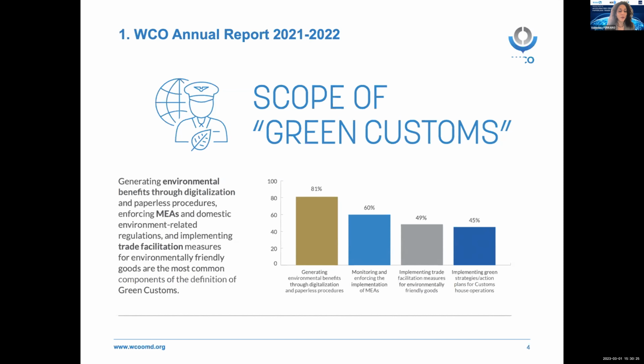The second area where customs see their role in the field of the green transition is monitoring and enforcing the implementation of the several multilateral environment agreements. Then we also have implementing trade facilitation measures for environmentally friendly goods and overall implementing green strategies for customs house operation. We also have other qualitative answers that were provided. They relate to the modernization of border processes through innovation in order to improve the detection and interception of prohibited goods, such as invasive species, CITES, and others. But also, customs mentioned the importance of environmentally responsible accountability and reporting.